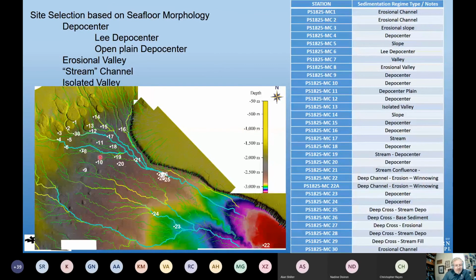So based on these data, the angles plus the streamlines, we went out and said, okay, we want cores here, here, here, here to try to trap or define different sedimentation regimes. We call them the depot centers, open plain depot centers, erosional valleys, stream channels, isolated valleys.